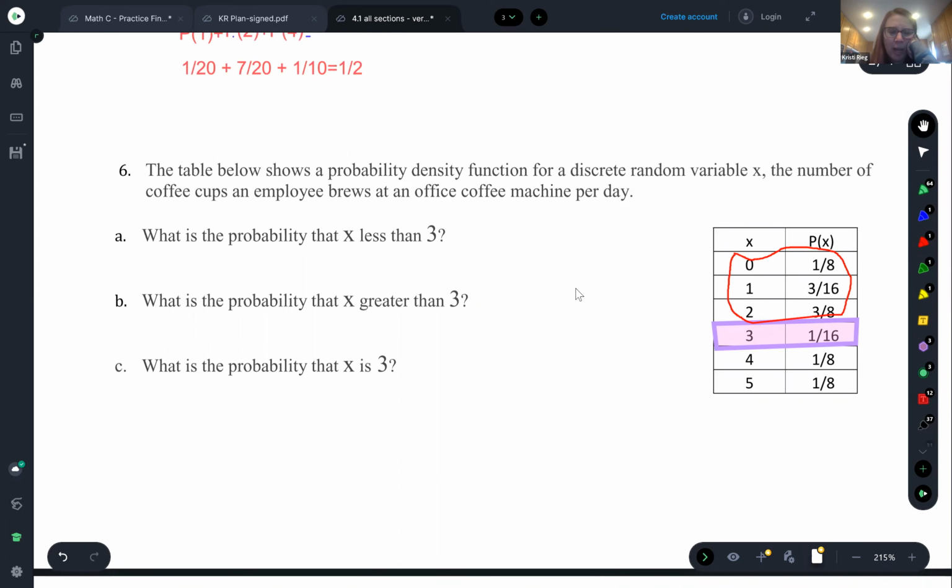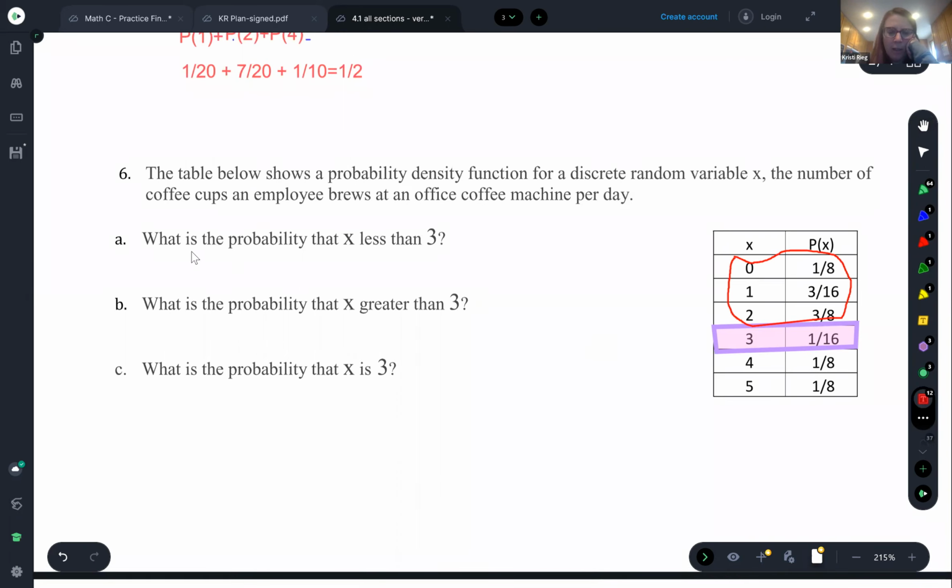And so we have the probability of less than 3 is going to be 1/8 plus 3/16 plus 3/8. So we're going to add all those together. We're going to get 8, 9, 10, 11 16ths as our final answer. We already showed you how to do the calculator. So if you want to pause it and go throw it in the calculator, by all means, go ahead and do that.